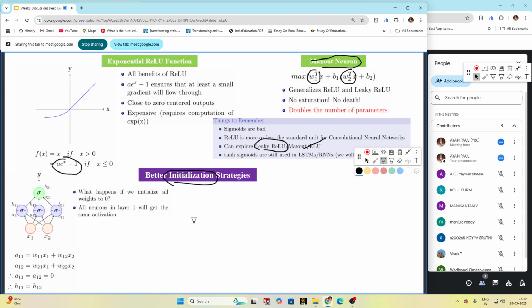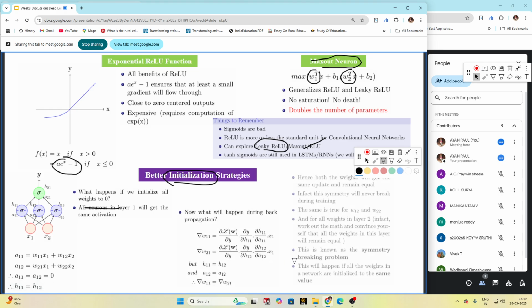Okay, so the intuition behind it is: what will happen if we initialize all the weights to 0? If we initialize all the weights to 0, then the pre-activation of all the neurons will be 0 or the same. And in this case, all the neurons will display the same output. Okay, and this problem is known as the symmetry breaking problem.